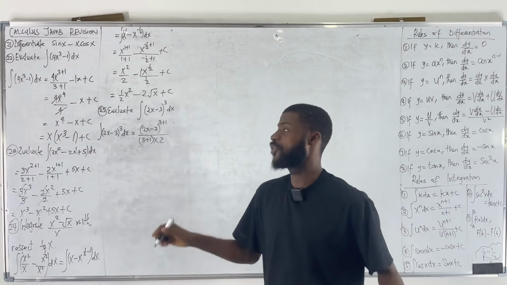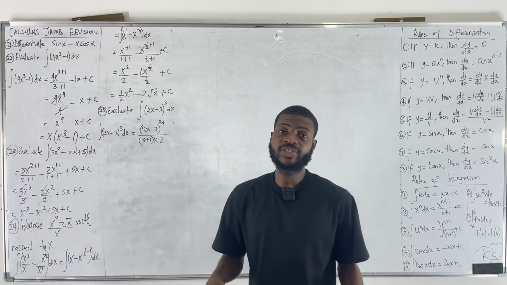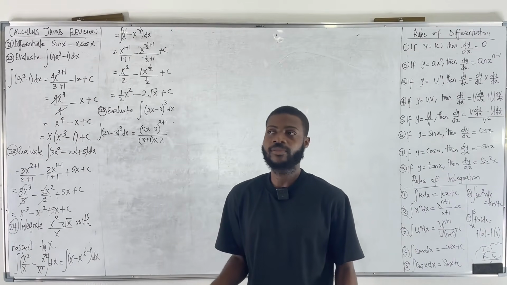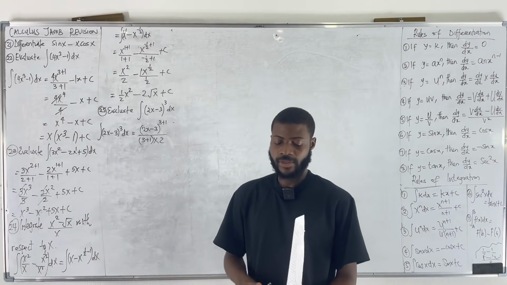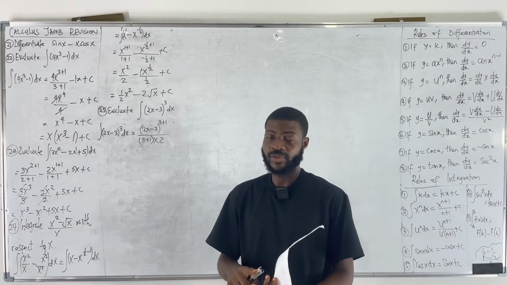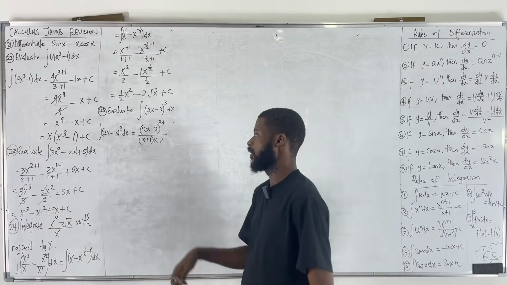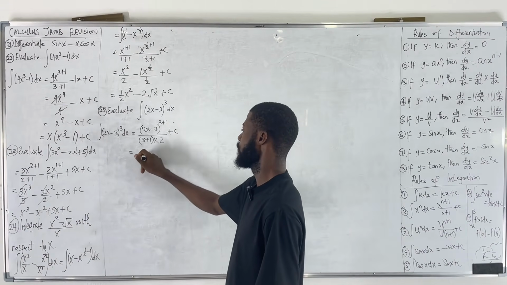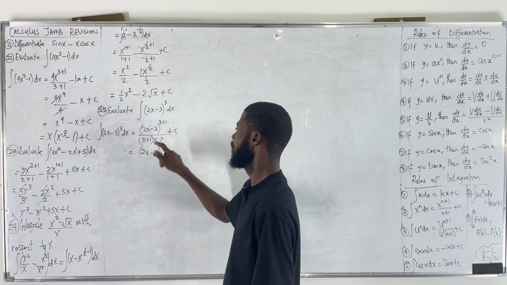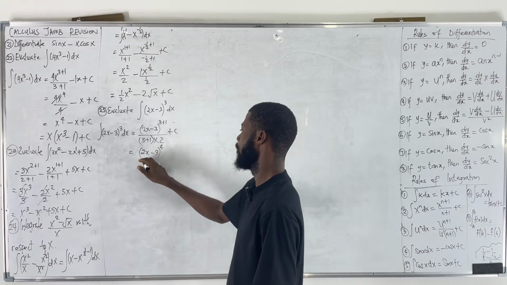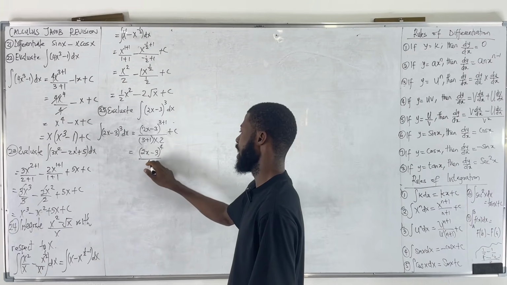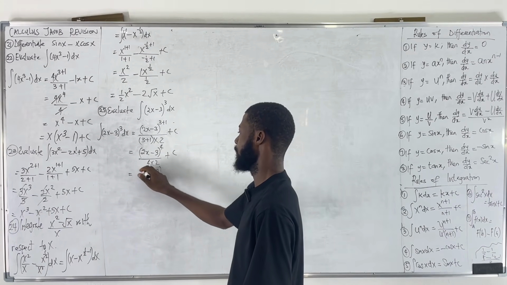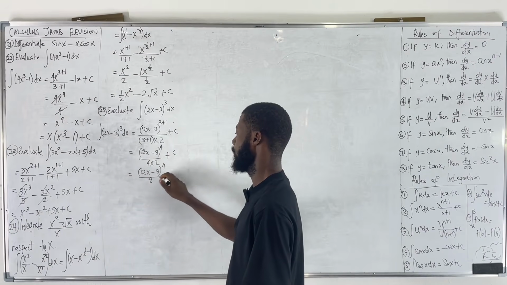The longer method of solving this is called integration by substitution. There are various methods of solving integration. You either use integration by substitution, integration by parts, or integration by partial fraction. Okay, but there's no need for that. So plus c. So this will become 2x minus 3, then 3 plus 1 is 4, all over 4 times 2, plus c. So this will be 2x minus 3 to the power of 4 over 8 plus c.